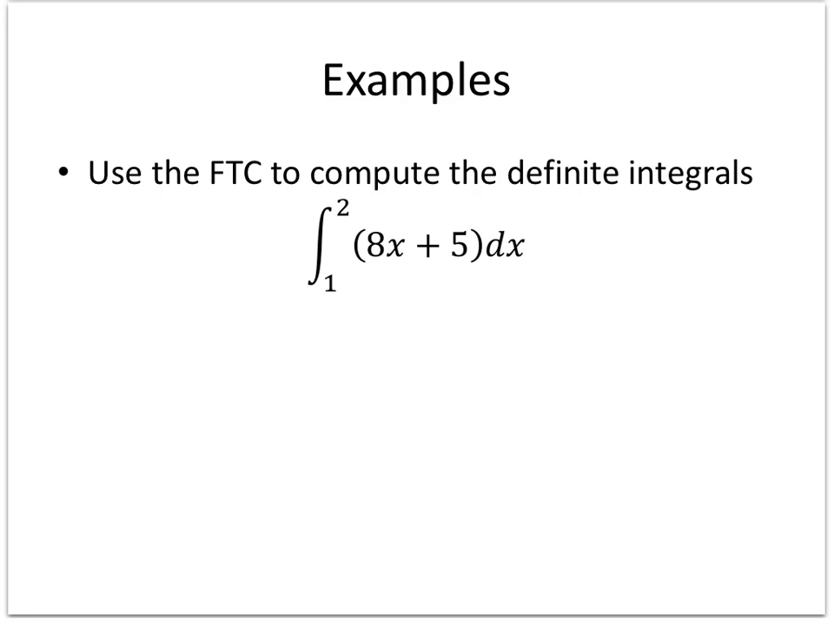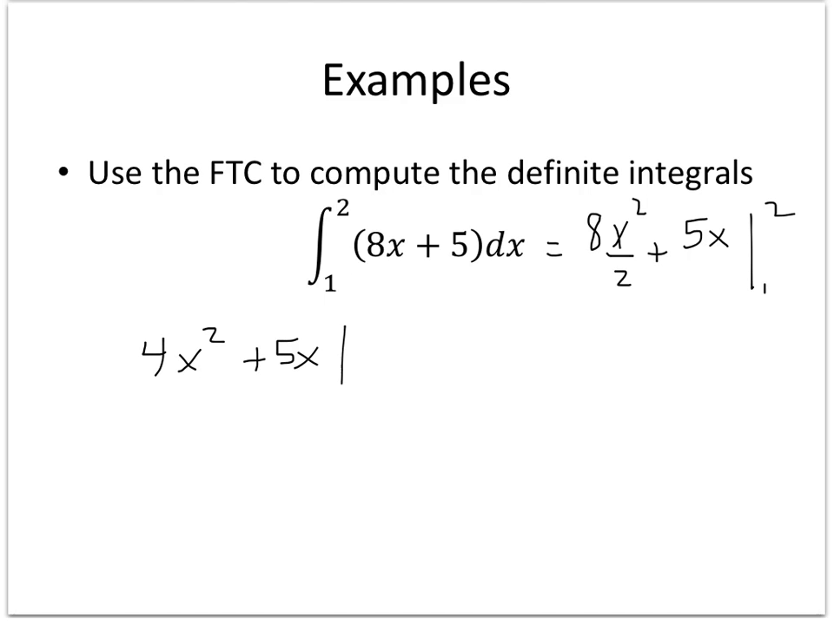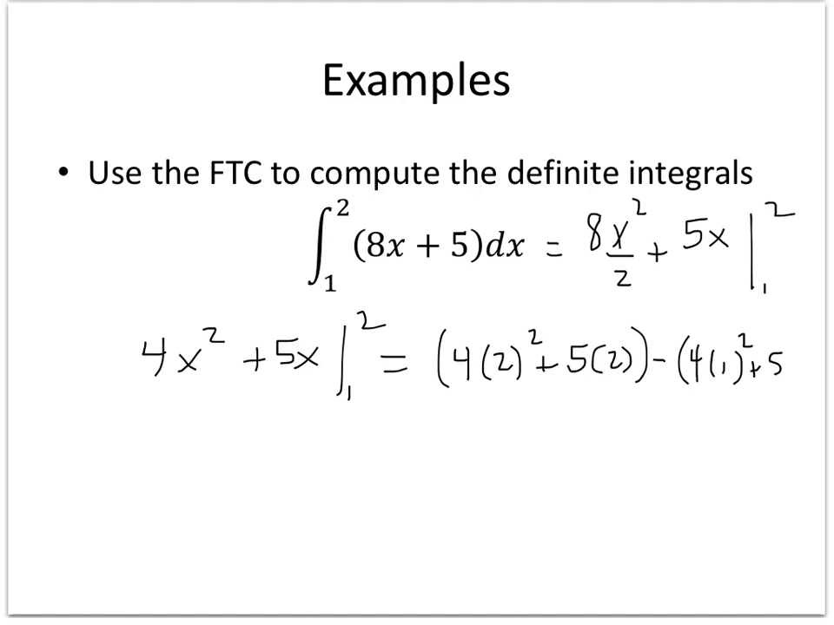Find this antiderivative. I can bring the 8 out front, so I'm going to write this in a few more steps. So that would be 8x squared over 2 plus 5x, evaluating from 1 to 2, or 4x squared plus 5x from 1 to 2. So now I just simply plug in 2 for x minus plug in 1 for x. And if you do all the calculations, you should get 26 minus 9, or 17.